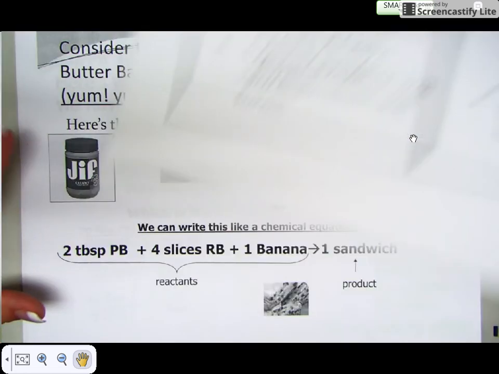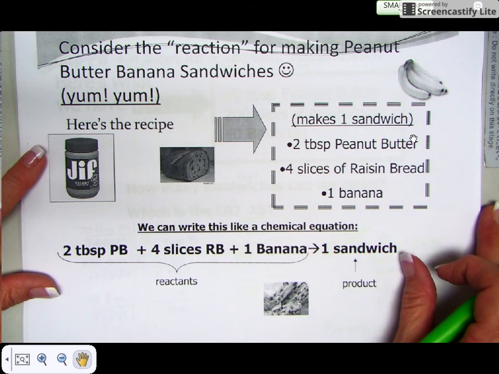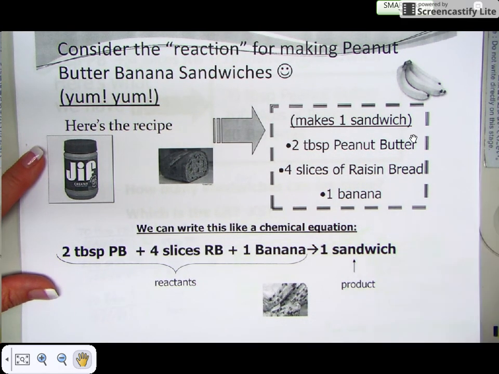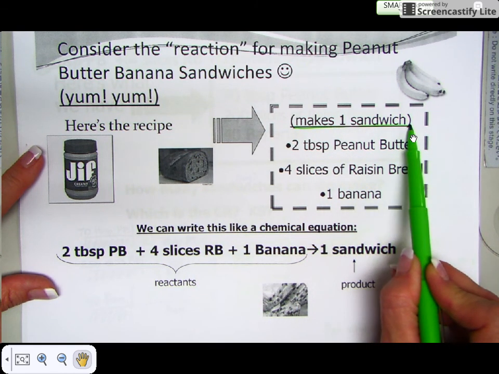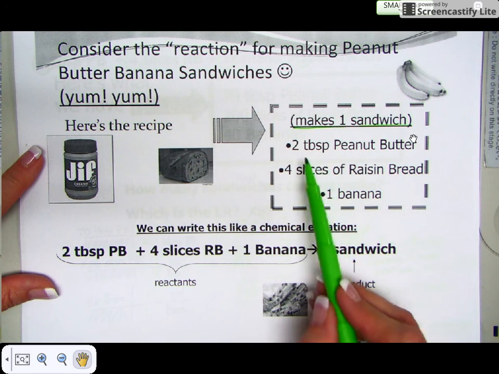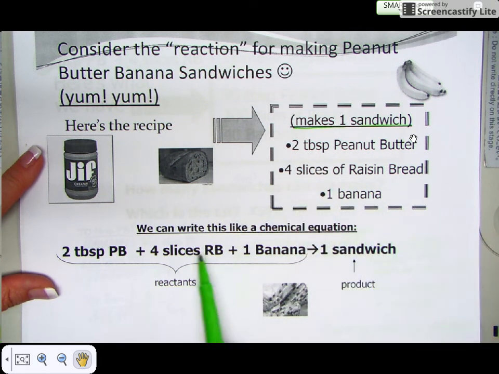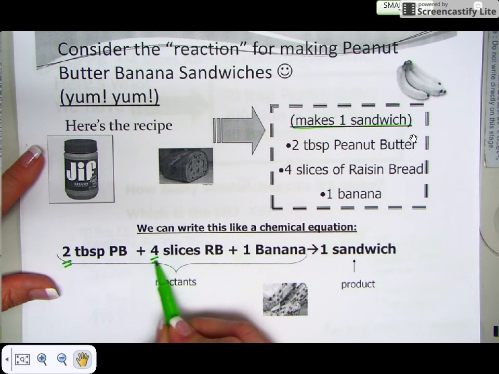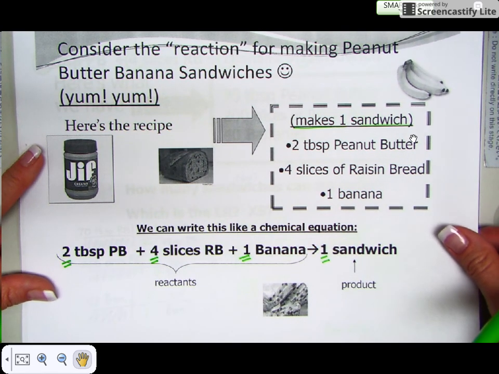So in class today, we looked at sort of a silly example of a recipe, and we related that to a chemical reaction. The recipe we talked about had to do with making a peanut butter banana sandwich. We said to make one sandwich, you needed 2 tablespoons of peanut butter, 4 slices of raisin bread, and 1 banana. And so we wrote that recipe so that it looked sort of like a chemical reaction. Note that the coefficients that we see here are similar to the mole ratio that we've learned about, or we use for the mole bridge.